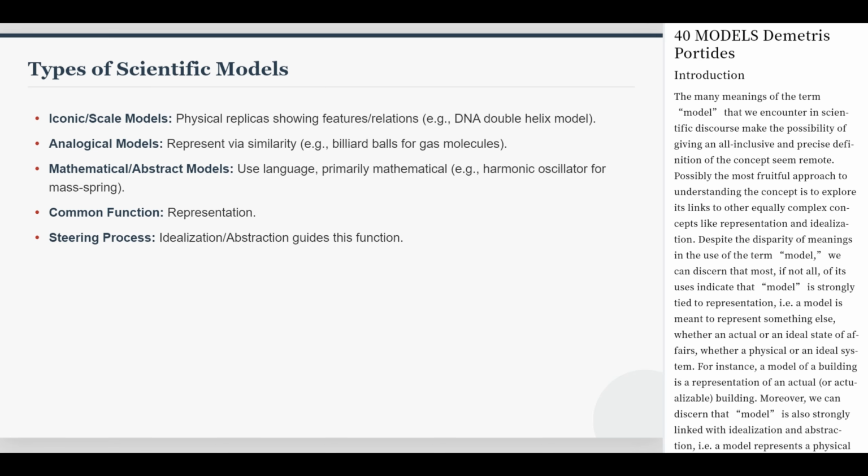And finally, we have mathematical or abstract models. These are the heavy hitters, often expressed through equations and formal logic. Think of the simple harmonic oscillator, a mass on a spring, which is a mathematical model representing many physical systems. Despite their differences, all these types share a core function, representation. And what guides this process of representation? Idealization and abstraction. We strip away the messy details to focus on the essential structure.